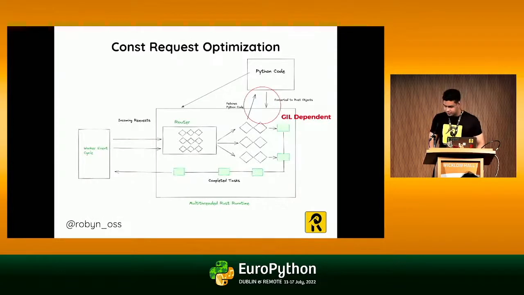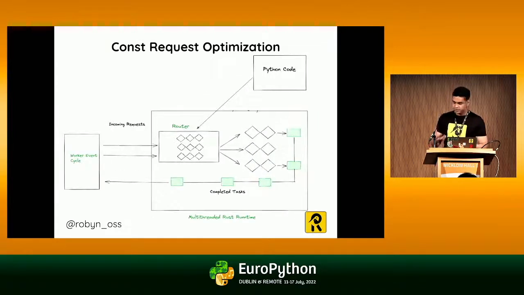Now, this feature called const request optimization, for the lack of a better name, was released a week back. I realized that the encircled part is very GIL dependent. How many of you know what a GIL is? OK. GIL is basically the global interpreter lock, which in Python accounts for slow performance, because it doesn't allow a true multi-threaded experience. So for simple things like serving, let's say, hello world, or serving a JSON response, acquiring and releasing the GIL would be a big overhead.